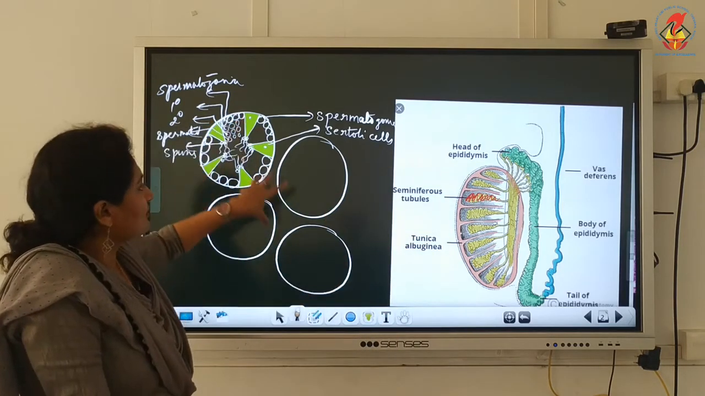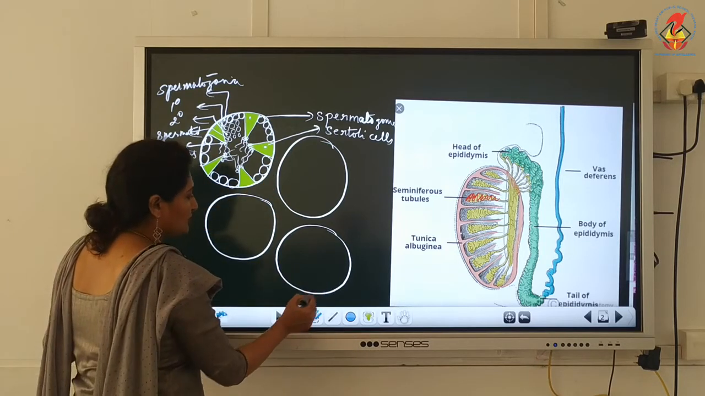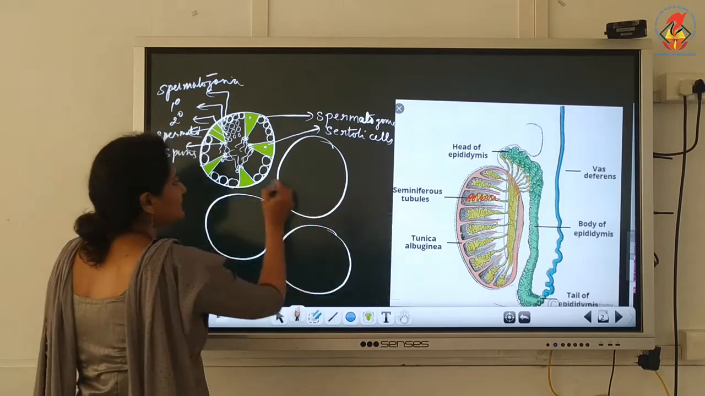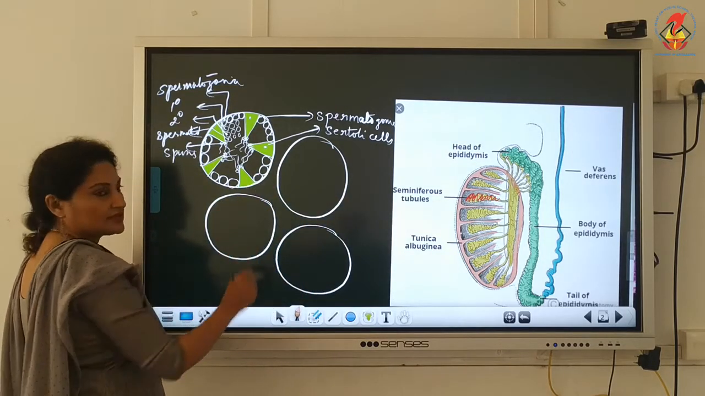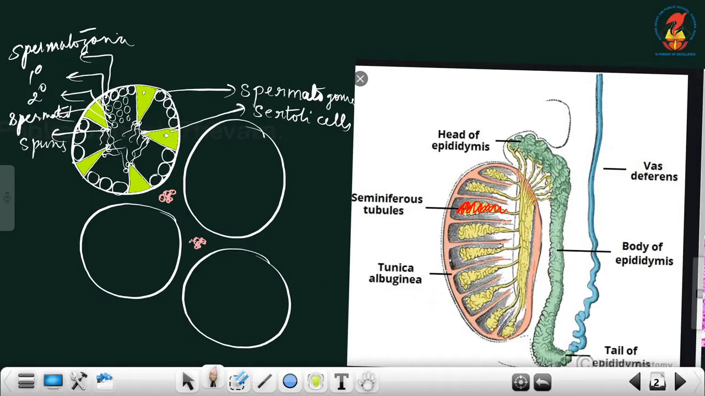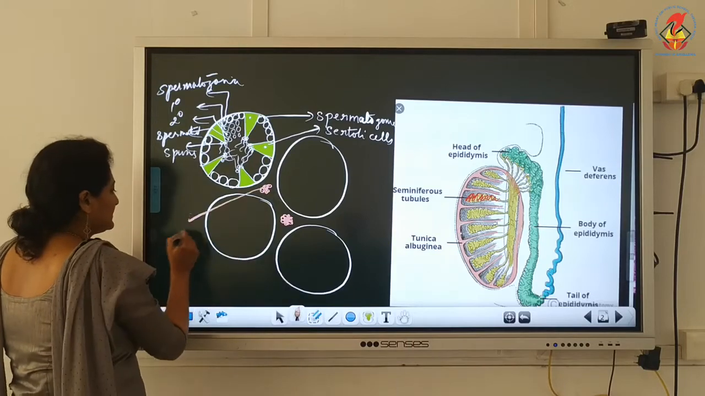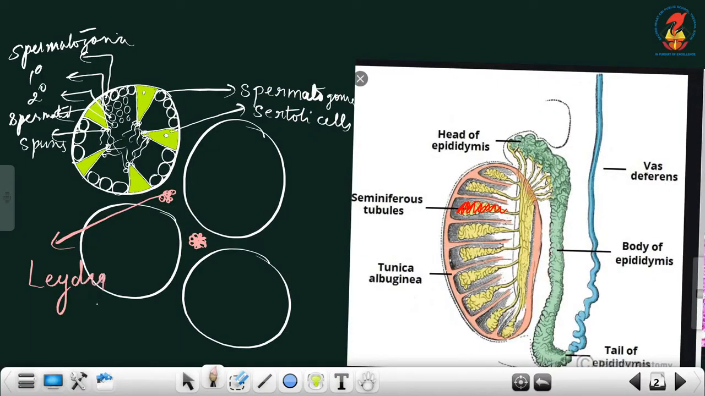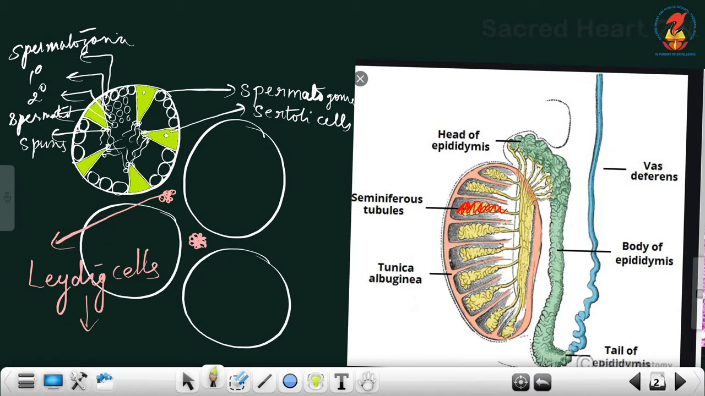Now coming out of the seminiferous tubule, this gap between adjacent seminiferous tubules is known as the interstitial space. See this gap, almost triangular, that intercellular space is called the interstitial space. There is a group of cells. I am drawing a group of cells in this interstitial space. The name of these cells are the interstitial cells or the Leydig cells. These Leydig cells are very important. They are endocrine in function. They produce the hormone testosterone.